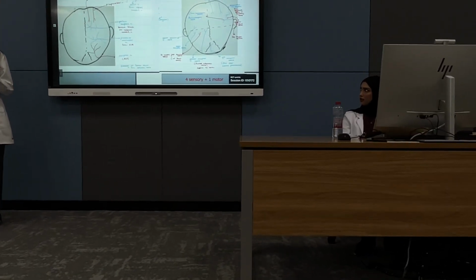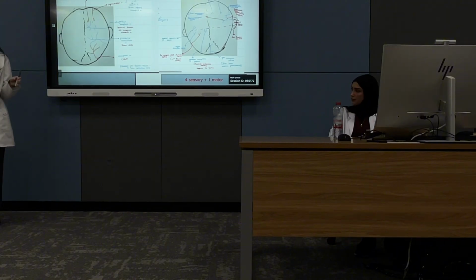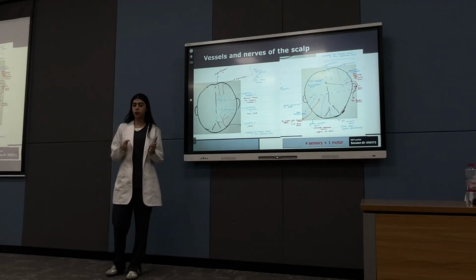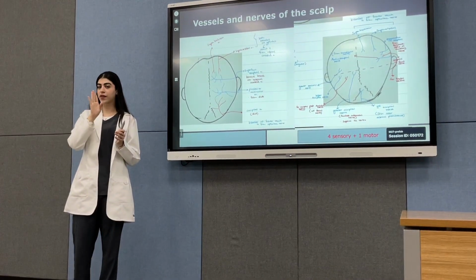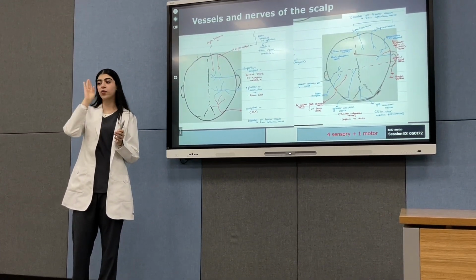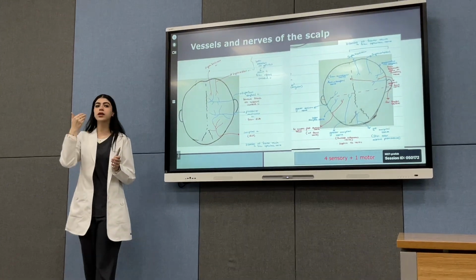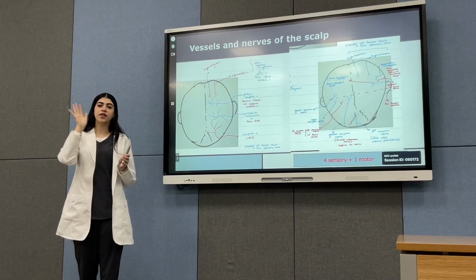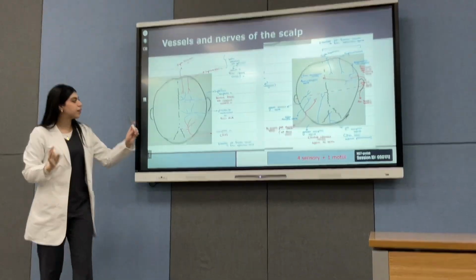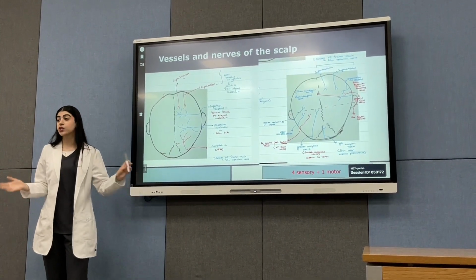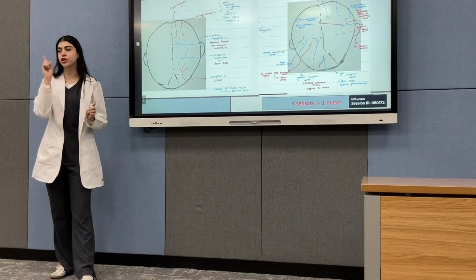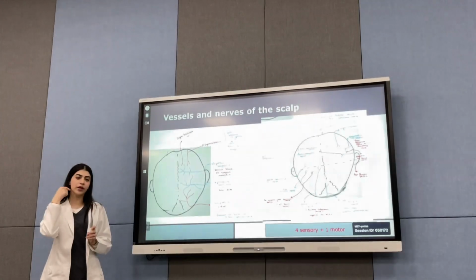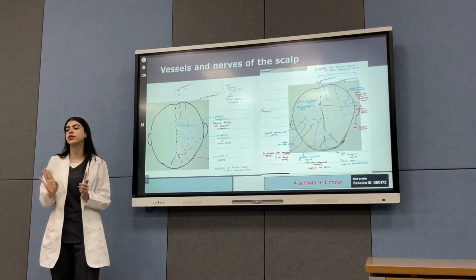Basically, the arterial supply is from the internal carotid artery and from the external carotid artery. The internal carotid artery gives out an ophthalmic artery, which supplies the anterior part of the scalp. The supratrochlear is closer to the midline, and then we have the supraorbital. Then the lateral part of the scalp is from the superficial temporal artery. Then the posterior part is the posterior auricular and the occipital artery. So again, the internal carotid artery gives only the first two, the supratrochlear and the supraorbital. The rest, the superficial temporal, the posterior auricular, and the occipital, are from the external carotid artery.